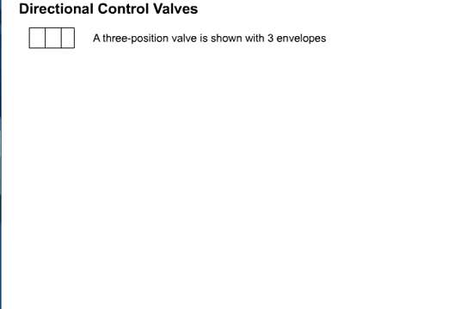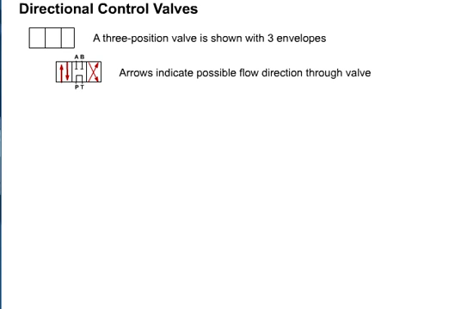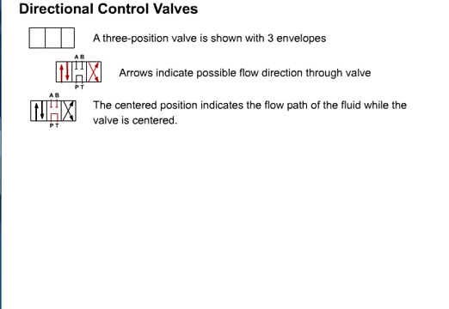Directional control valves. The symbols for a directional control valve have multiple envelopes showing the number of positions the valve may have. A 3-position directional control valve is shown with 3 envelopes. Arrows in each envelope indicate the possible direction of flow while the valve is in that position. The center position in a 3-position directional control valve is designed according to the type of circuit or application. This centered position indicates the flow path of the fluid while the valve is centered.